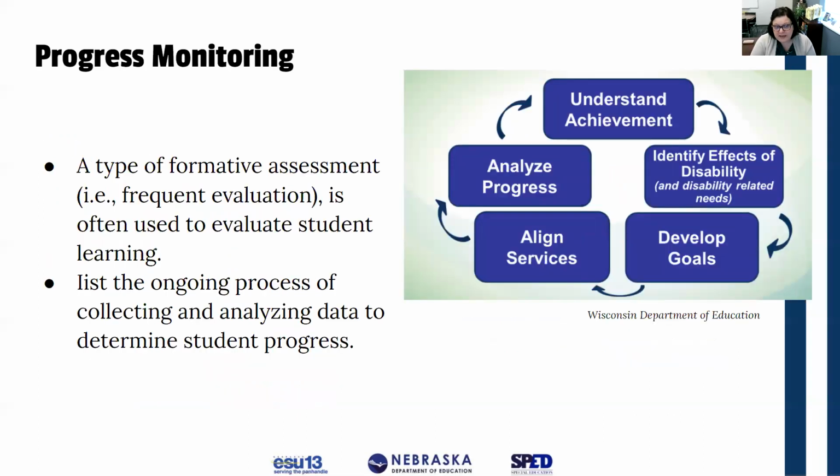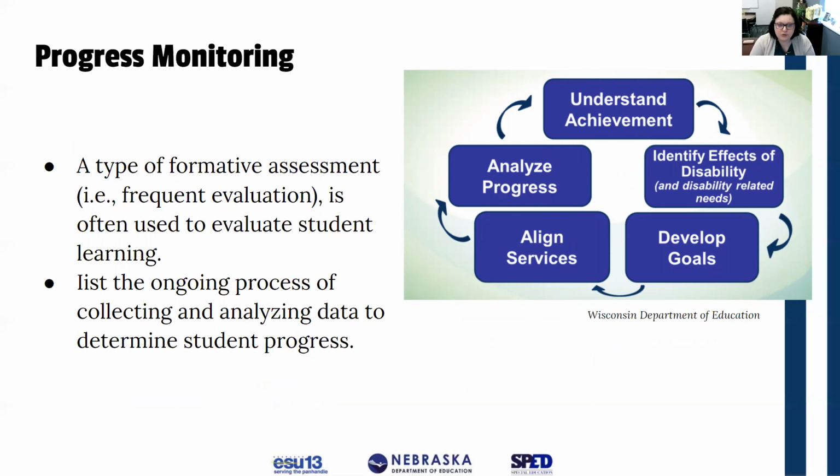But the key thing we have to remember when we talk about the purpose for progress monitoring is that it is a type of formative assessment. And going back to your educational background, when you think about formative assessment, your whole goal is to see how students are doing over a period of time.